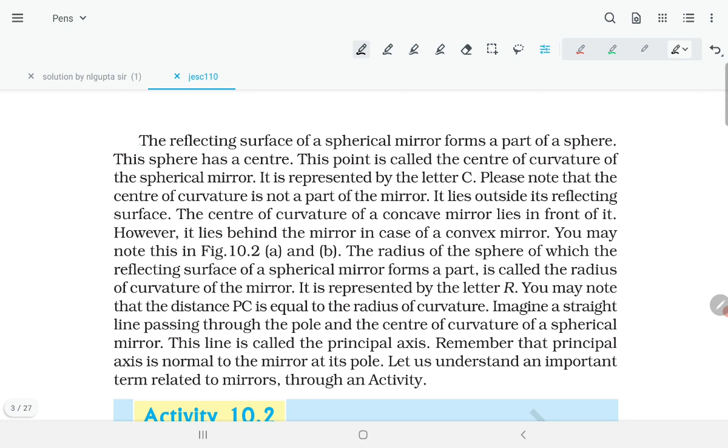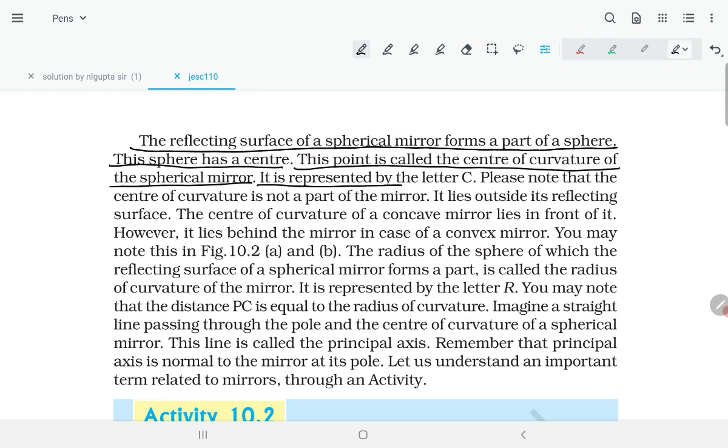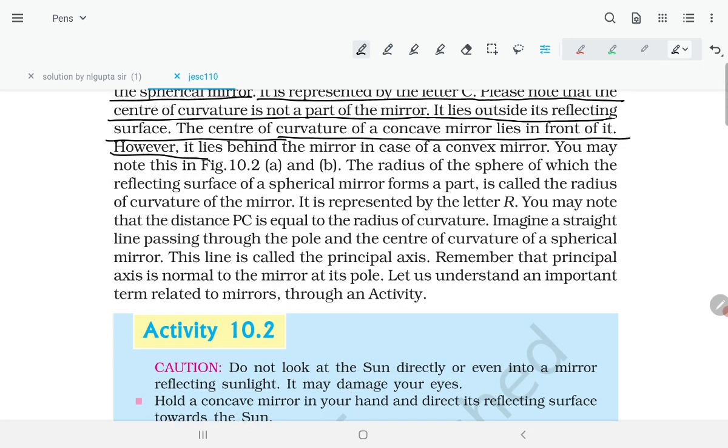The reflecting surface of a spherical mirror forms a part of a sphere. This sphere has a center. This point is called the center of curvature of the spherical mirror. It is represented by the letter C. Please note that the center of curvature is not a part of the mirror. It lies outside its reflecting surface. The center of curvature of a concave mirror lies in front of it. However, it lies behind the mirror in the case of a convex mirror.